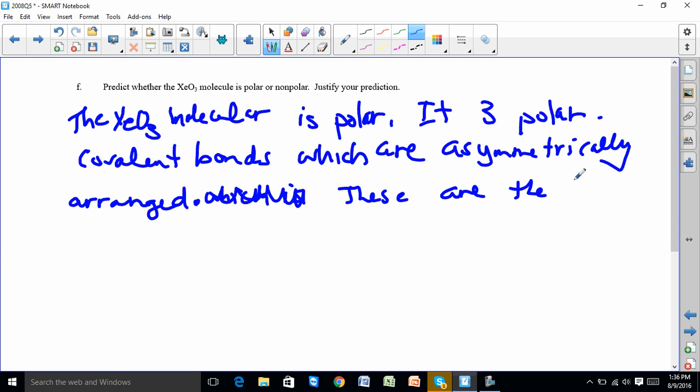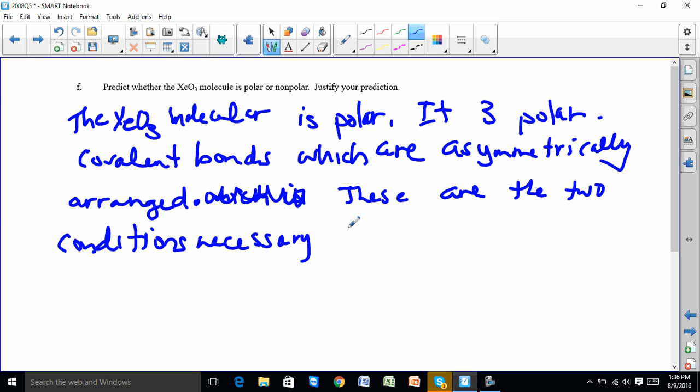these are the 2 conditions. You don't have to write this. I'm just doing this so you guys learn this stuff. These are the 2 conditions necessary for a molecule to be polar. All right. I think that's it now.